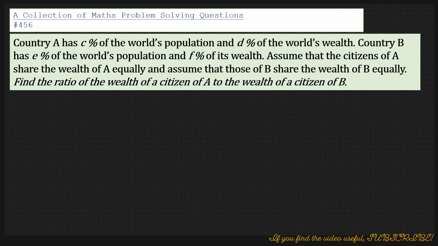So we make some assumptions here. I think that way answering this would be easier. So assume the total world population is X, and assume the total of the world wealth. So total world wealth is Y. So once that is assumed, then we can easily work out.